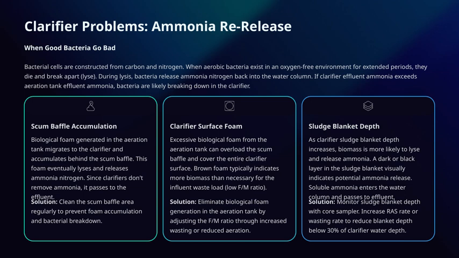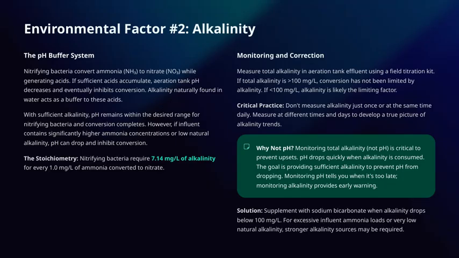Now, let's turn our attention to the second key environmental factor, alkalinity, and how it relates to the pH buffer system. As nitrifying bacteria convert ammonia, or NH3, into nitrate, NO3, they produce acids in the process. If these acids accumulate, the pH in the aeration tank can drop, which can eventually inhibit the bacteria's ability to convert ammonia effectively. Here's where alkalinity comes into play. It's naturally present in water and acts as a buffer, neutralizing those acids and helping maintain a stable pH.